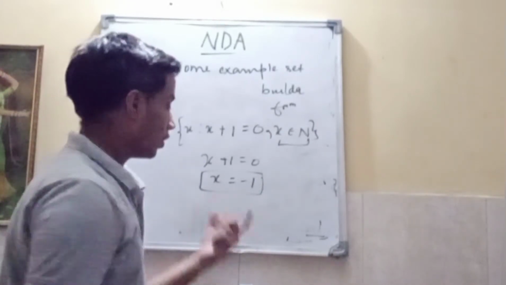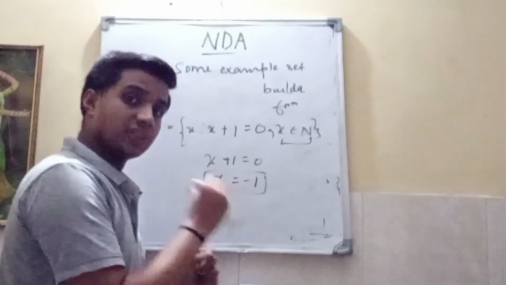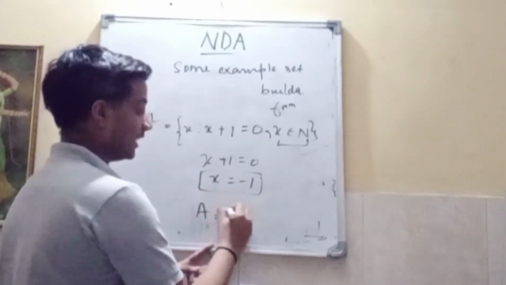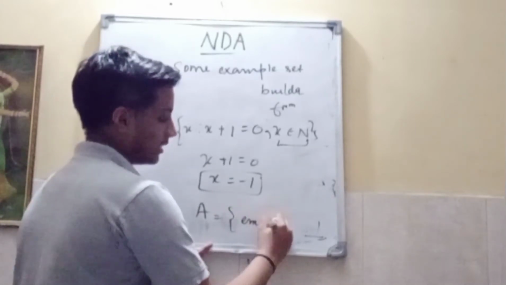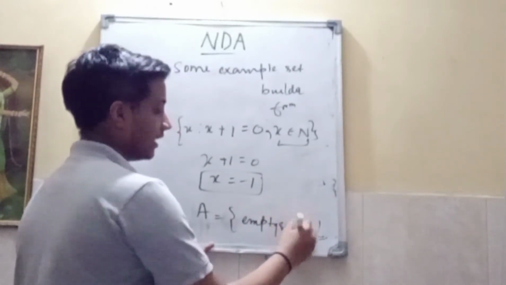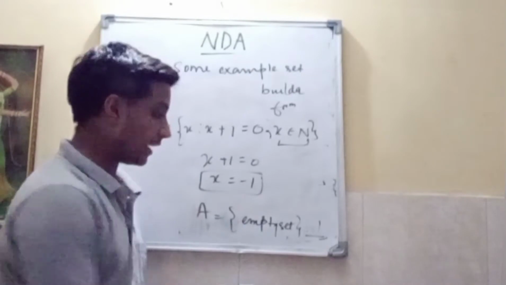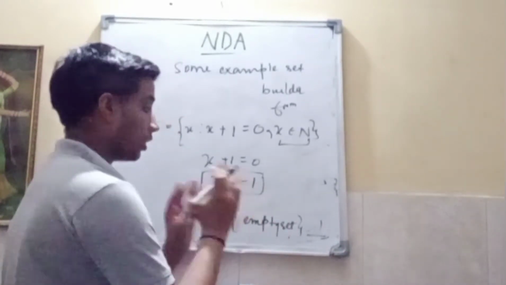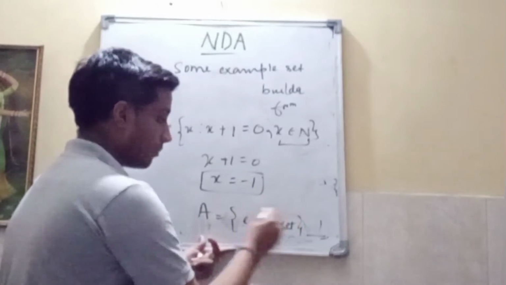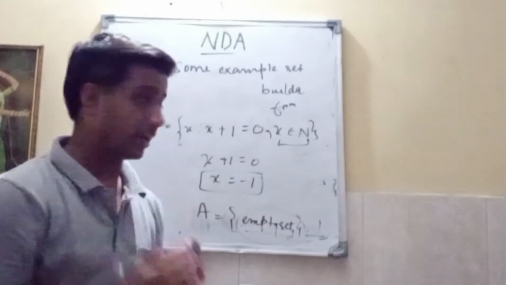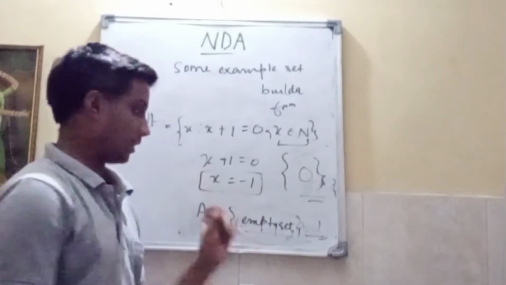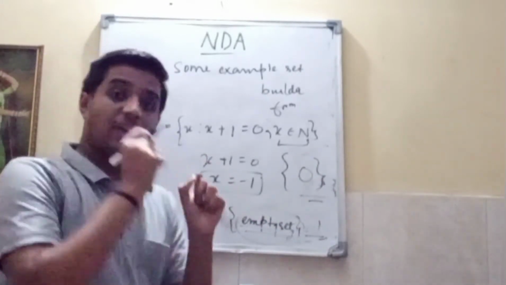So this type of set in which there is no solution is called an empty set. And it is usually represented by { }. It has no element. I just want to make sure that you understand: it has no element at all. An empty set doesn't have any element. It doesn't contain 0 either, because it doesn't have any solution.